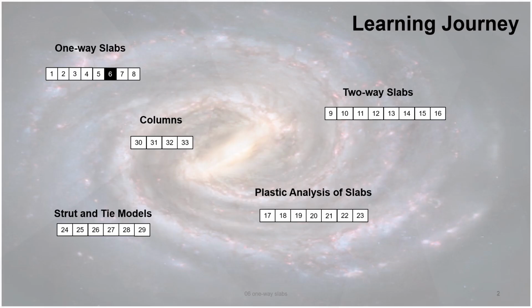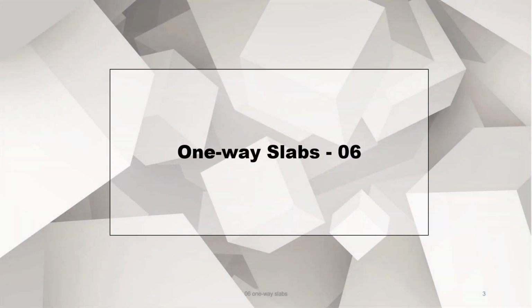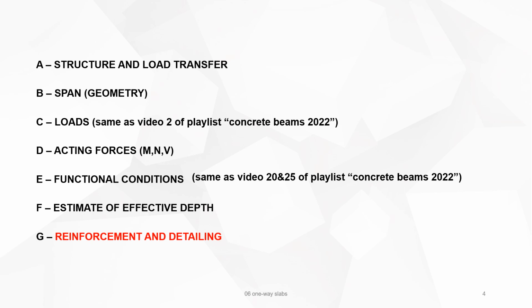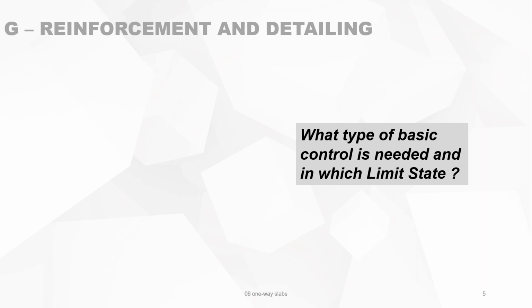This is video number 6 in the series on the reinforcement of concrete slabs. This video deals with the reinforcement and detailing of slabs. What type of basic control is needed and in which limit state?